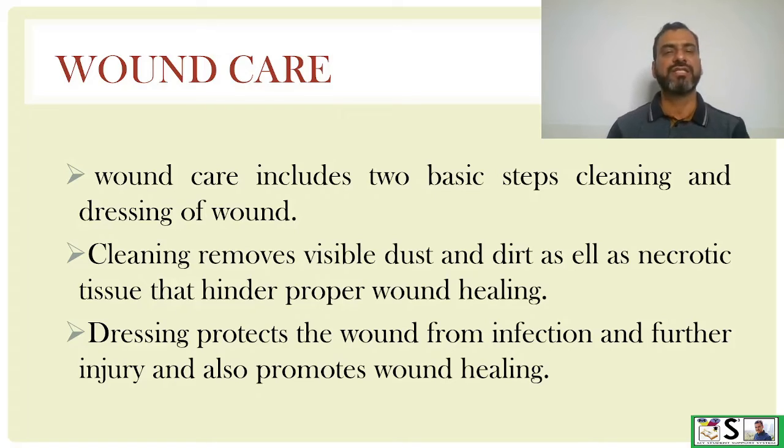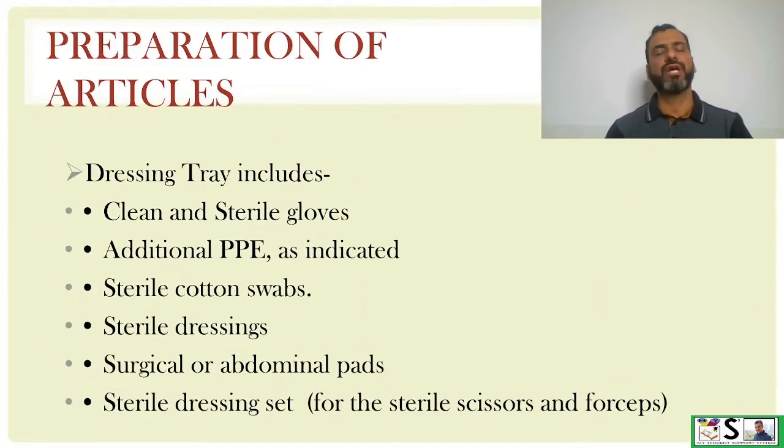So let us start this wound care procedure. For this, we have to prepare the articles. Dressing tray contains clean and sterile gloves, means one set of clean gloves and one set of sterile gloves. Additional PPE, if required, depends upon the type of wound or size of wound. Sterile cotton swabs and gauze, sterile dressing, surgical or abdominal pads, sterile dressing set, which contains sterile scissors and forceps.